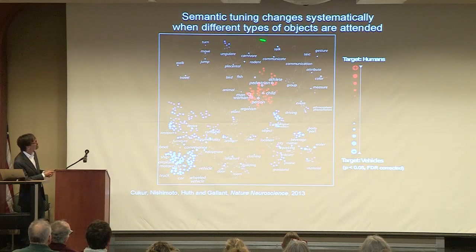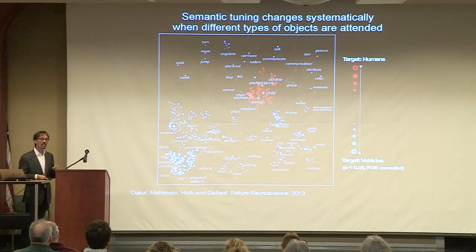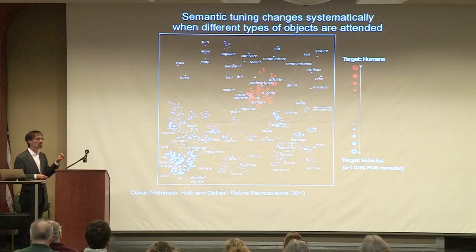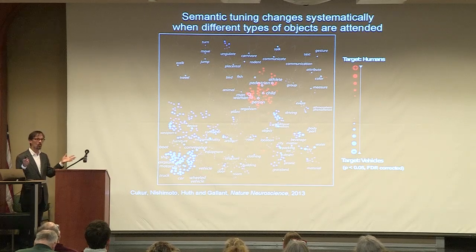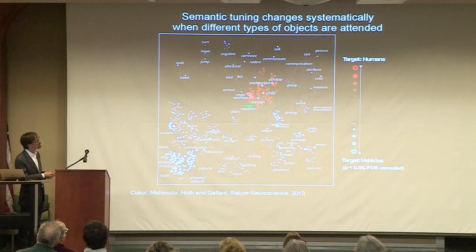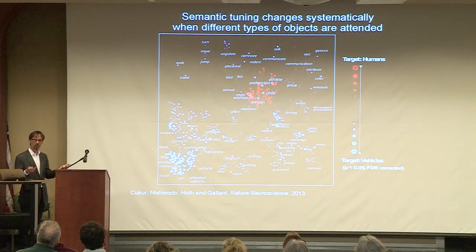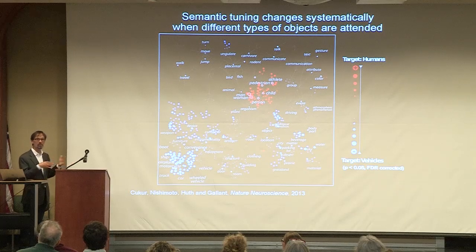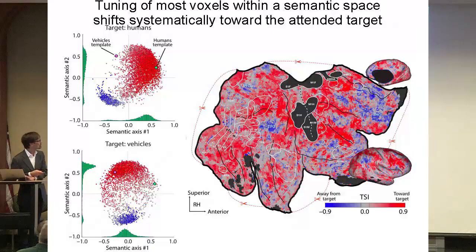And the size of the circles here indicates the amount by which the tuning for that voxel for all voxels over the whole brain increases when the person is searching for that concept. So when they're searching for people, the responses of all of the voxels in the brain to people goes up, and when they're searching for vehicles, the responses of all the voxels in the brain to vehicles goes up. So it's as if the voxels are changing their filtering properties based on what you're trying to do.